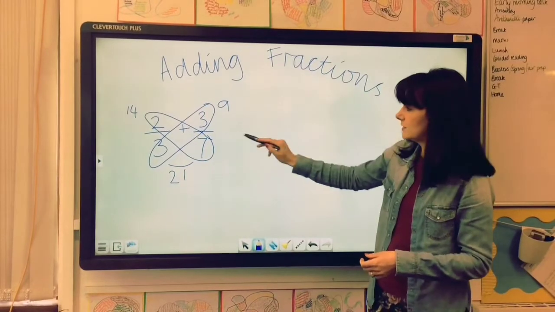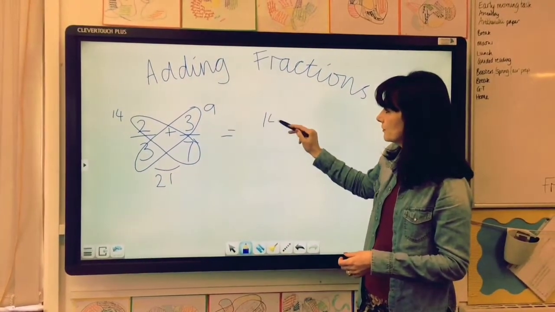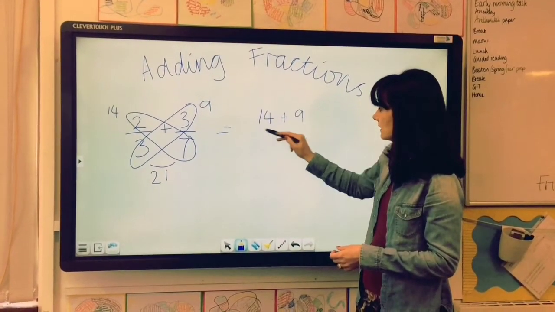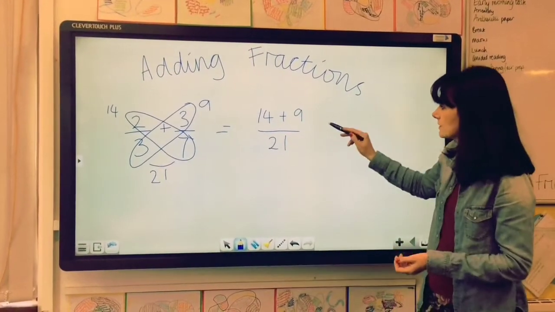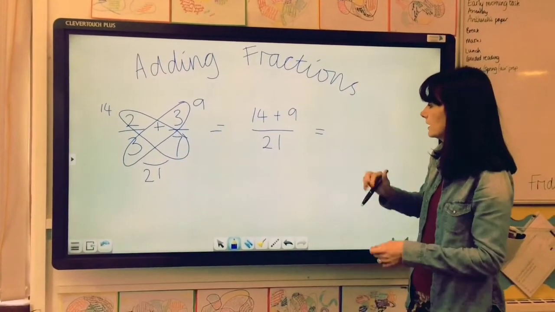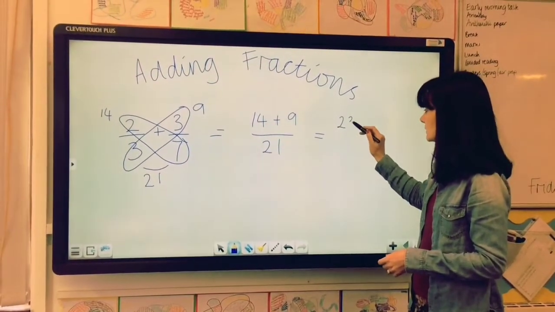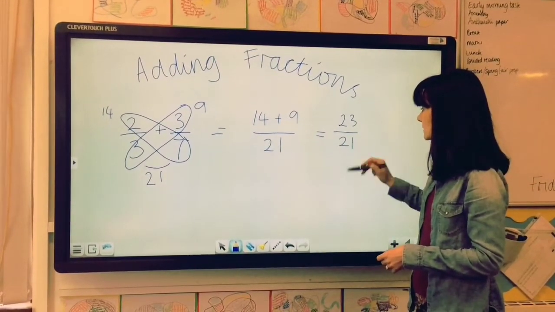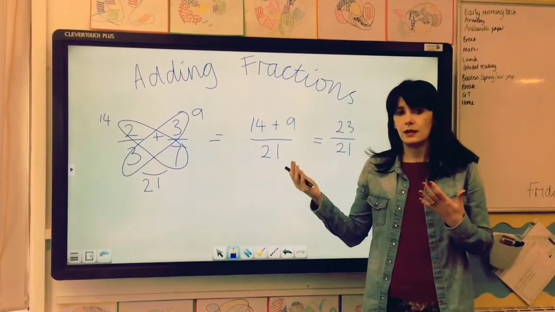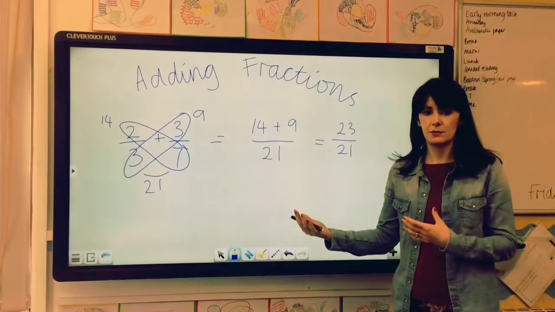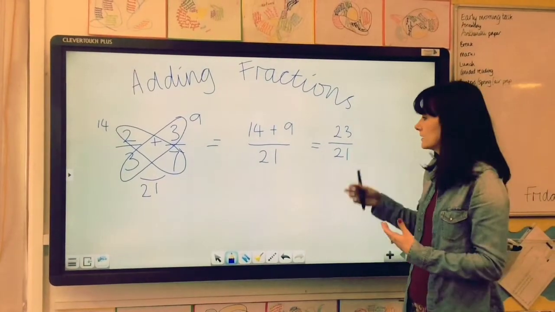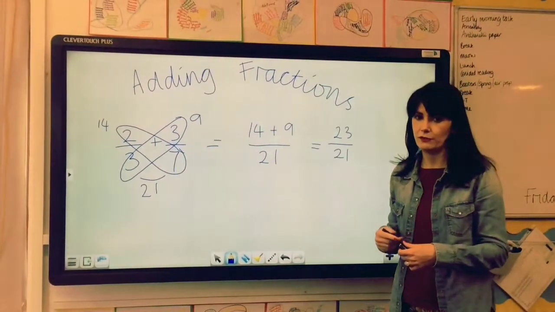So our new calculation becomes 14 add 9 over 21. And then just do that as a normal addition calculation, which gives us 23 over 21. We could get the mark on a SATS paper, but ultimately, if they ask us to simplify, that's the best thing to do, and especially seeing as this one is a top-heavy fraction.